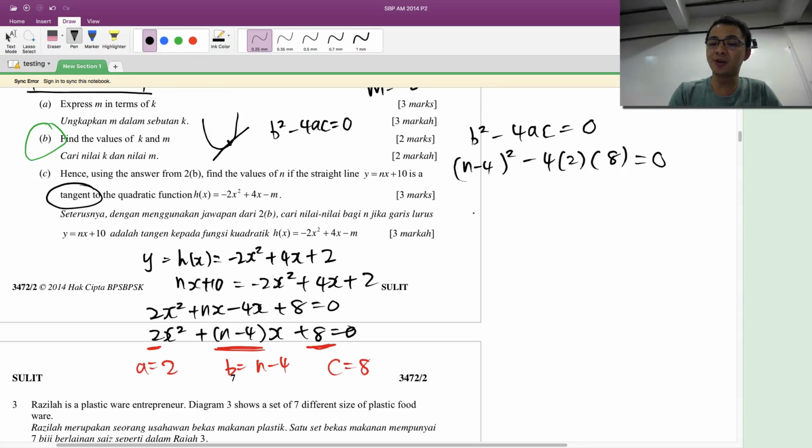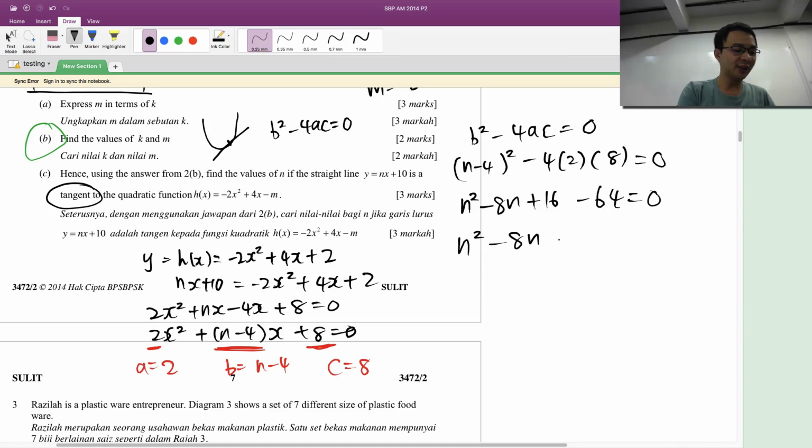Okay, this is equal to 0. Then I factorize this one. I get n squared minus 8n plus 16. This one will be, okay, minus 64, isn't it? 32, 64 equals 0. Then n squared minus 8n, 16 minus 64, you will get negative 48 equals 0.